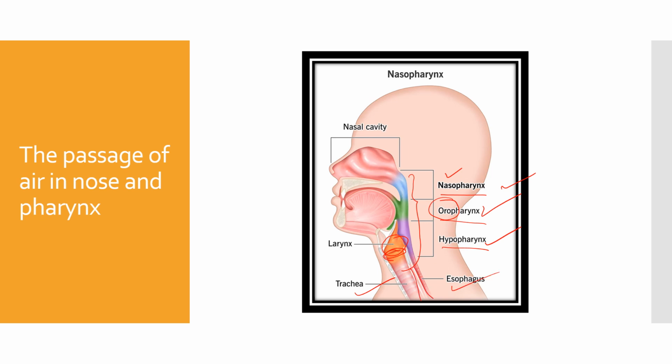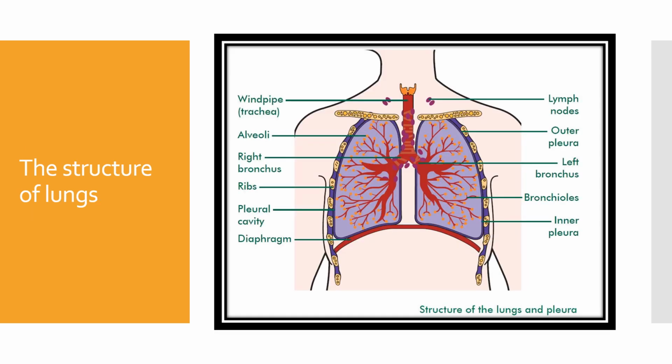Now we will move into a bit more detail. We have covered the respiratory tract, but we are moving again to a bit more detail of the lungs. Now here comes the structure of the lungs and the pleura. What are lungs? I told you in the first slide also, lungs are a pair of highly elastic and hollow membranous bag-like structures.